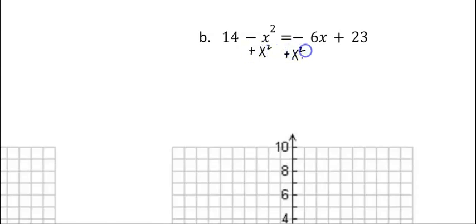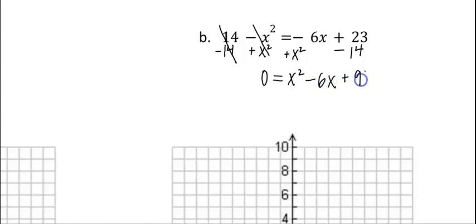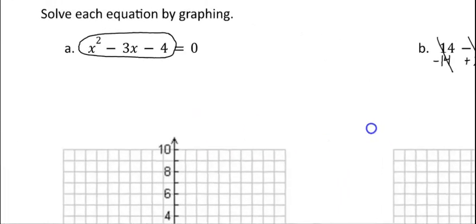I personally like to have a positive x squared, so in this case, I would move all my terms over to the right side, meaning I'll also have to move the 14 over. On the left, everything's gone, so I would have 0 equals x squared, then the negative 6x, and then positive 9. Now that it's in standard form, I can graph that. That's always the first step, is to put it in standard form.